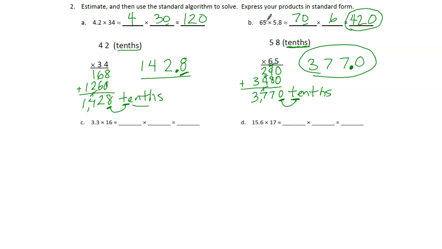And if you notice, I rounded both of my numbers up. I rounded my 65 up to 70, and I rounded my 5.8, or my 58 tenths, up to 6. So I know that this estimated product is going to be a little bit higher than my actual product. All right. 3.3 rounds down to 3, because remember, our control number is this 3 tenths. It's below the midpoint, so that's going to make it round down. 16, my control number is a 6. That's above the midpoint, so that's going to round up.